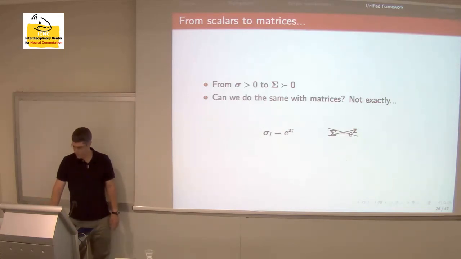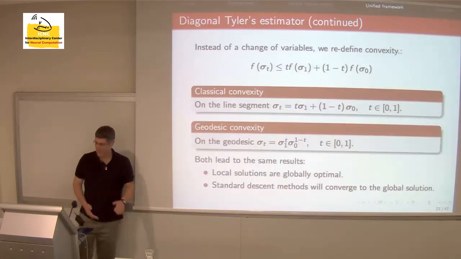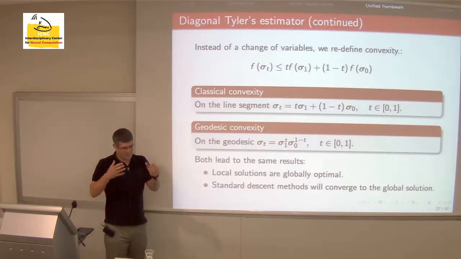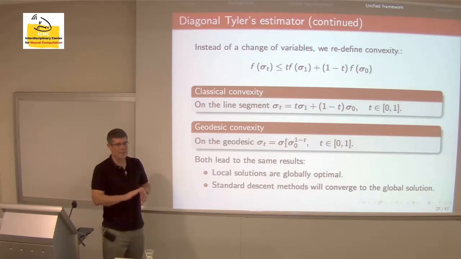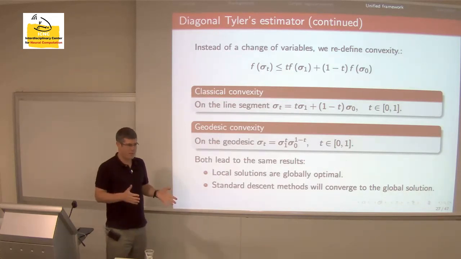Okay, so this doesn't work. That's very cool, very nice. I checked it lots of times, it just doesn't work. You can do this change of variables, but it doesn't convexify the problem. So we lost hope for a month, but then we went back to the diagonal case. What's going on here? And we said, okay, let's not do a change of variables. Let's work with sigma, but change the definition of convexity.